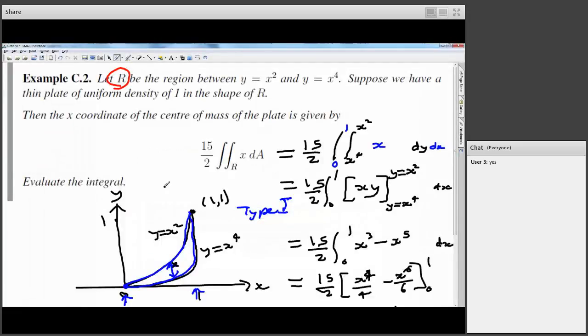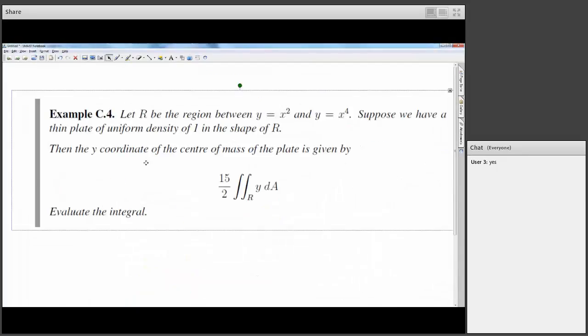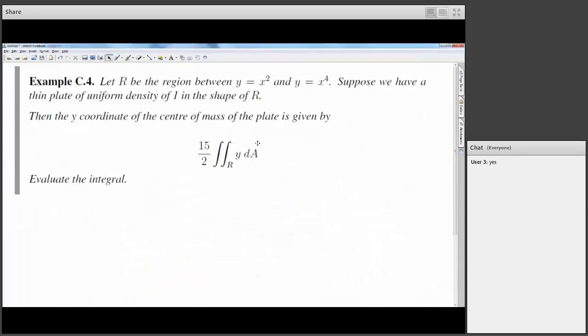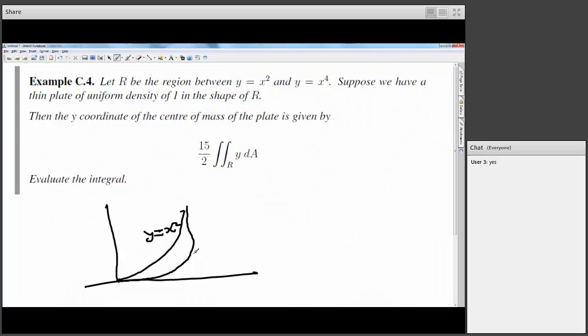So let's do almost the same example. So this is almost the same example as before, so exactly the same region as a matter of fact. But this time we're going to work out the y coordinate of the center of mass, so it's just a slightly different integral. So if I draw my picture again, y equals x squared on top, y equals x to the 4 on the bottom.